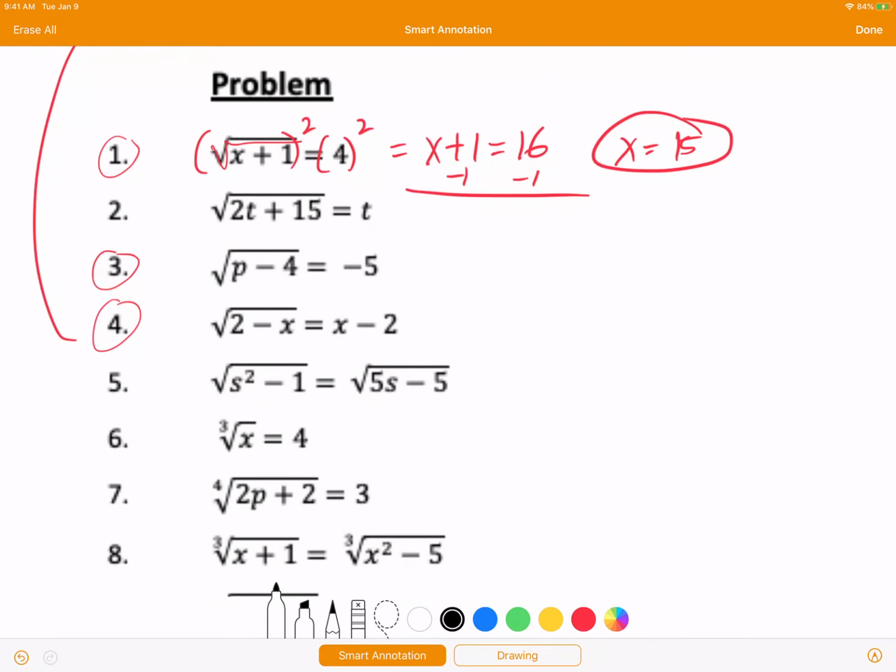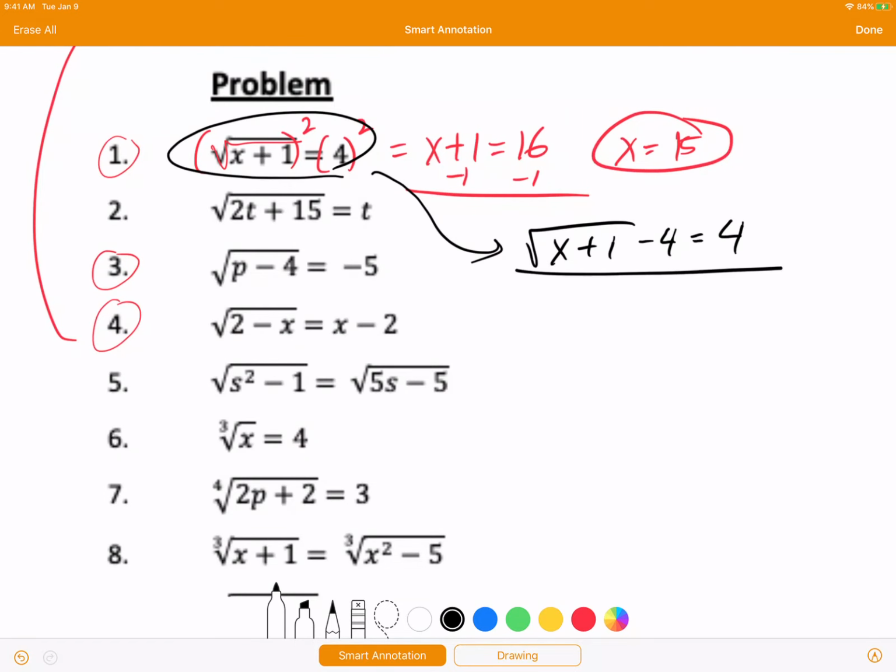Okay, now let's say I modify this first question just a little bit and say square root of x plus 1, minus 4, is equal to 4. So let's say you got a question like that. What are you supposed to do? Remember that for all of these questions, your main idea is to isolate the radical.